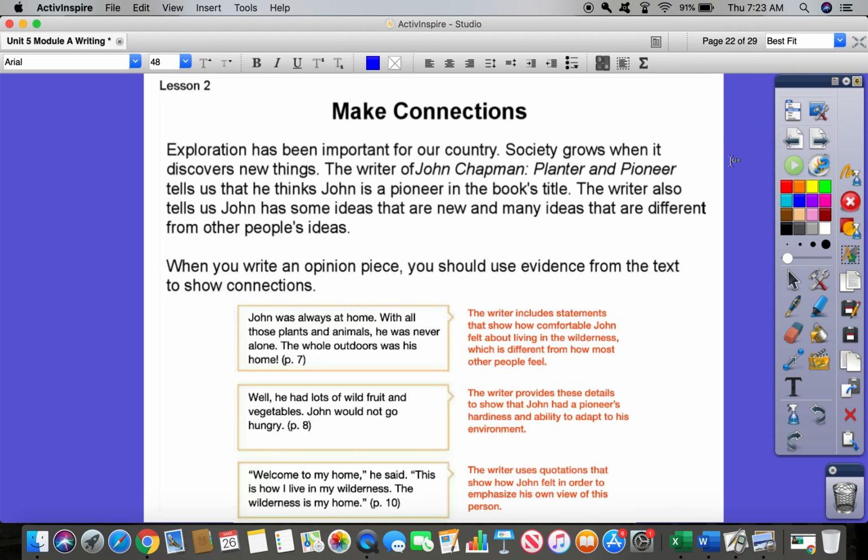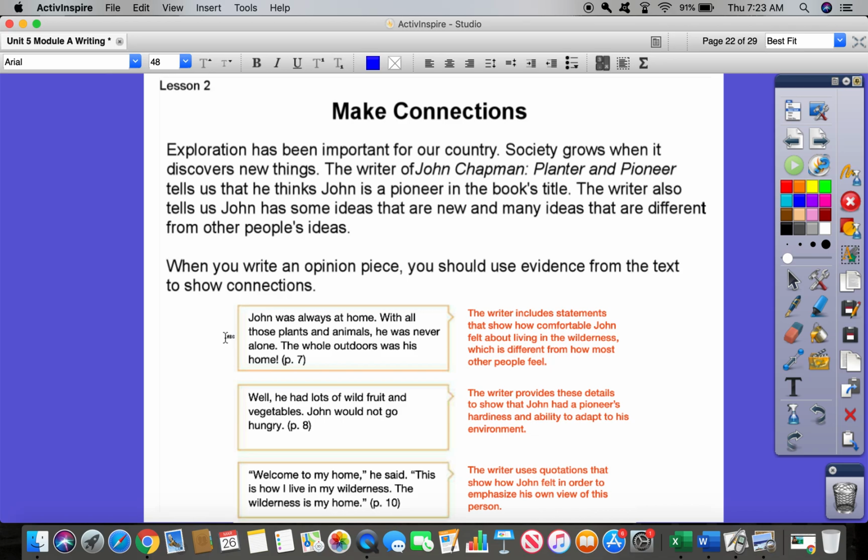Okay, exploration has been important for our country. Society grows when it discovers new things. The writer of John Chapman, Planter and Pioneer, tells us that he thinks John is a pioneer in the book's title. The writer also tells us John has some ideas that are new and many ideas that are different from other people's ideas. So when you write an opinion piece, you should use evidence from the text to show connections. That means you go back to the book to look for examples.